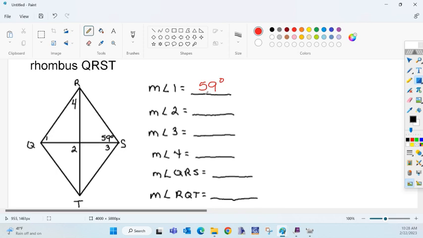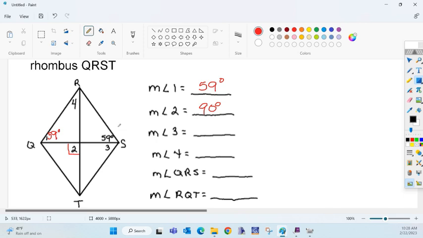Is it? 2 is 90. Okay, good. How'd you know that was 90? Because the diagonals always are perpendicular. The diagonals are perpendicular in rhombuses, so that one's 90. This one's 59.